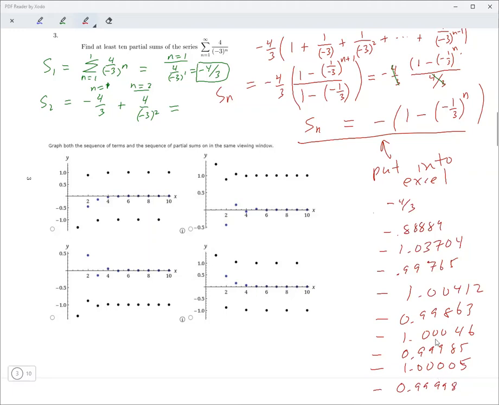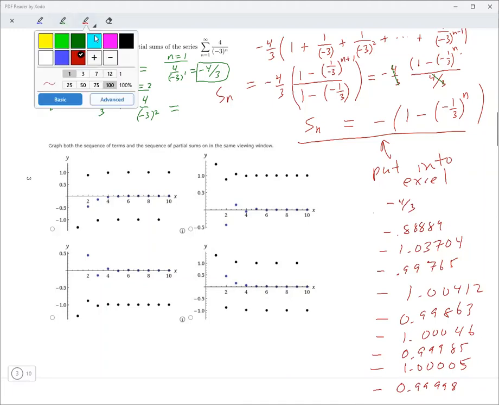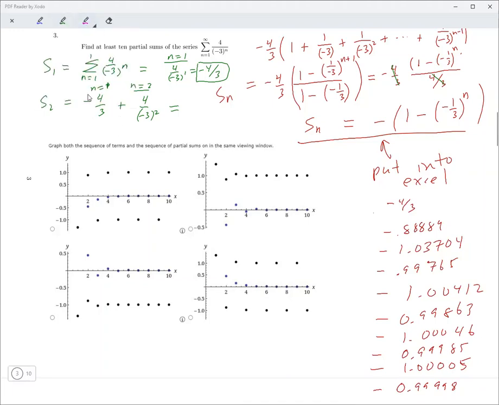Okay, so that is putting them all into Excel. Now, the next part is graph both the sequence of terms and the sequence of partial sums in the same viewing window. What's happening is the first term is negative 4/3, and it's also going to be the first partial sum.